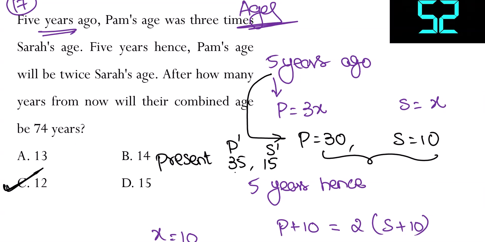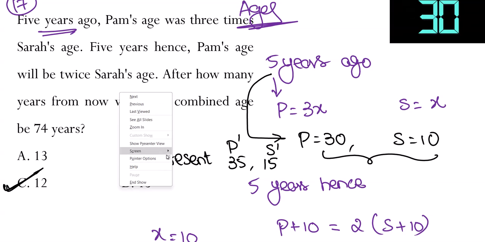After 12 years, this will be 47. This is 27. 47 plus 27, you will get 74. My analysis is combined 50 now. You want 74, extra 24. Two people are there, 12, 12 added. It will be 24 completed. So 24 divided by 2, 12 from each. So option C is correct.